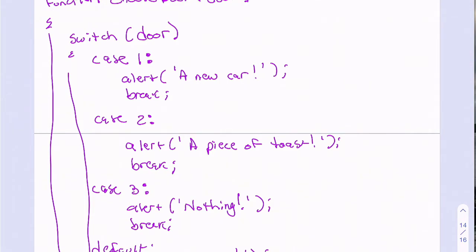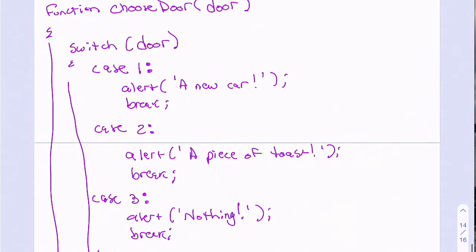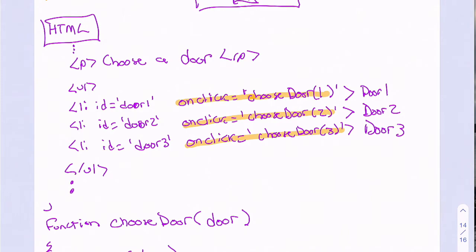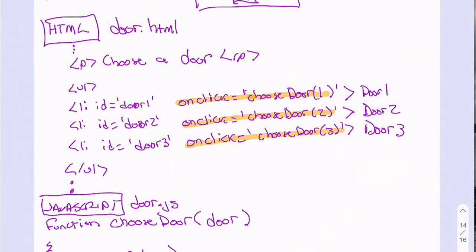All right, so this will work in a lovely fashion. However, I just want to make sure you understand where these pieces go. So this is your HTML. This is the JavaScript. The HTML is going to go in one file. We might call that door.html. And the JavaScript might go in door.js. And for this JavaScript, you could put an external link right here.